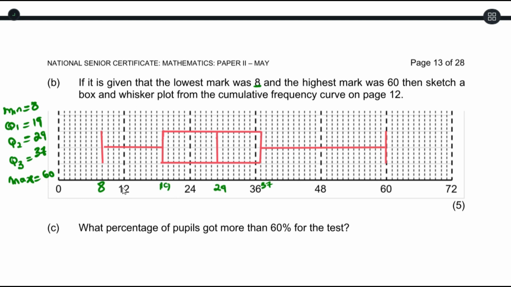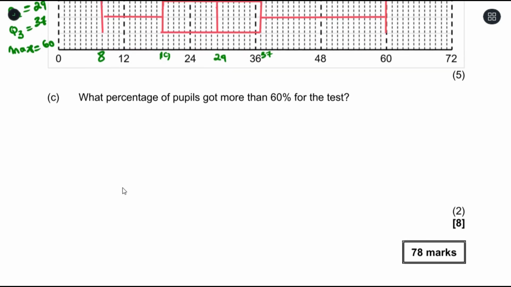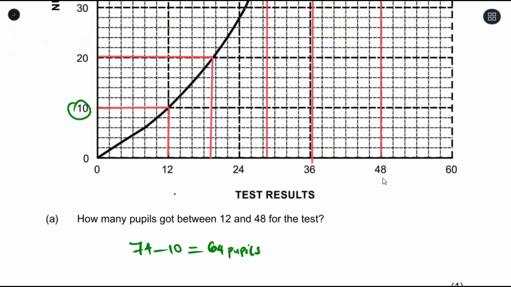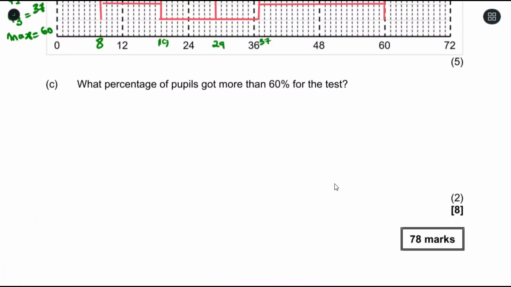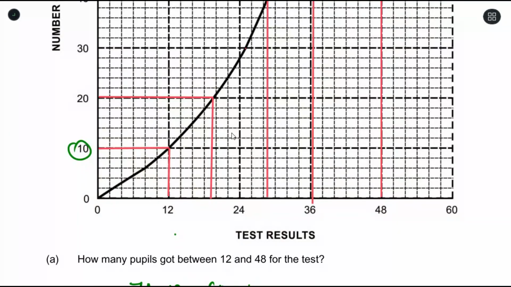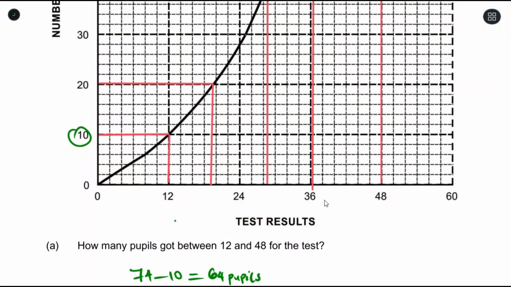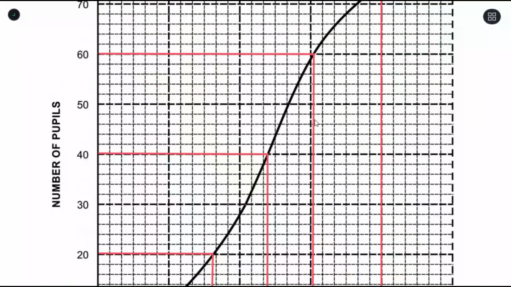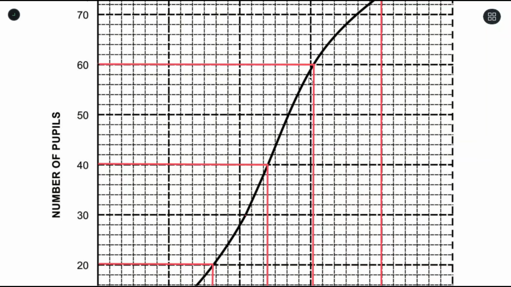For part C, they asked you to find the percentage of pupils that got more than 60% of the test. The x-axis gives you the test result, but not in percentages. So first you need to convert the percentage to the actual mark: 60% times 60 is 36. On our graph, we draw a line at 36, and it is going to be just below 60, which is here, and that is 59.